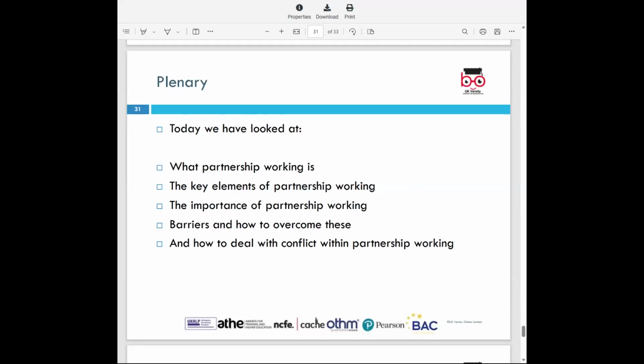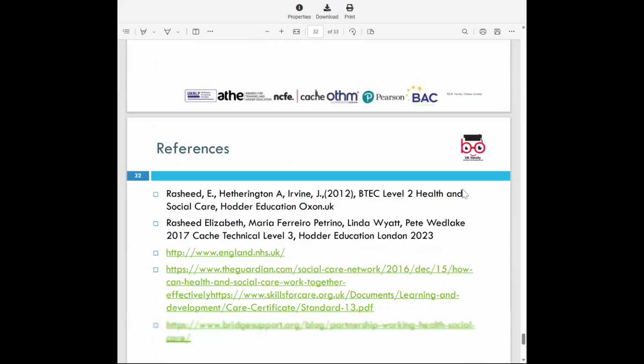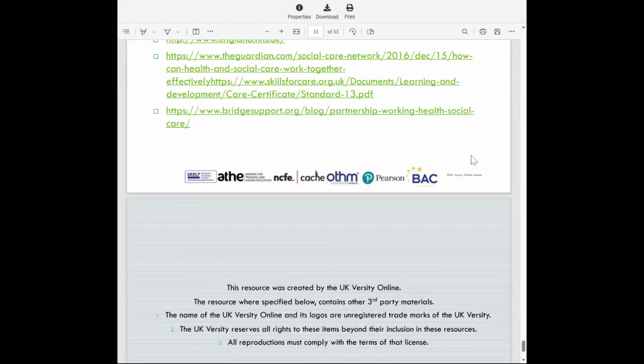So in Learning Outcome 1, we've looked at what partnership working is, the key elements of partnership working, the importance of partnership working, and barriers, and how to overcome these barriers, and how to deal with conflict. Okay. So these are some of the resources for Learning Outcome 1. The next one I'm going to go through is Learning Outcome 2.